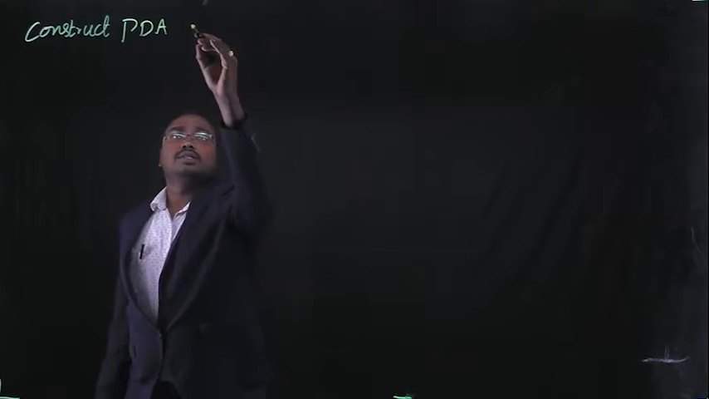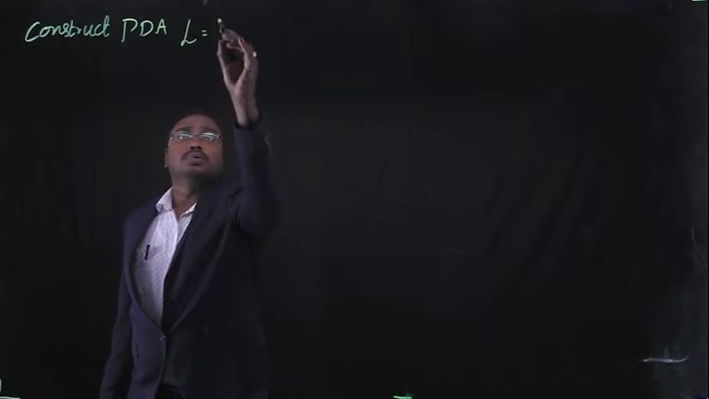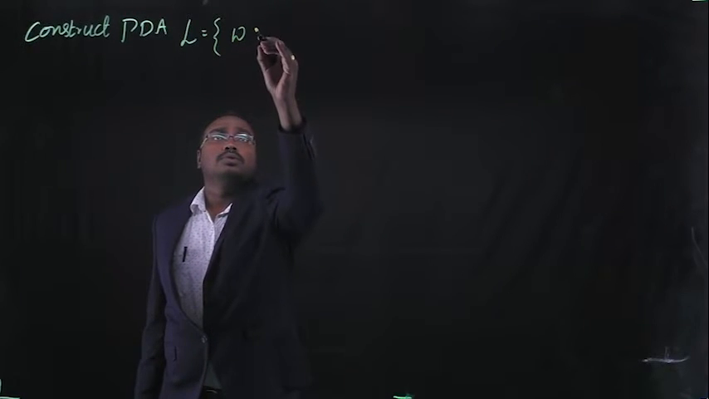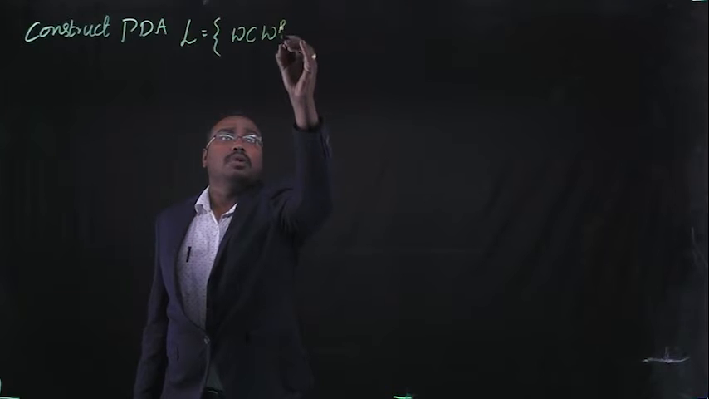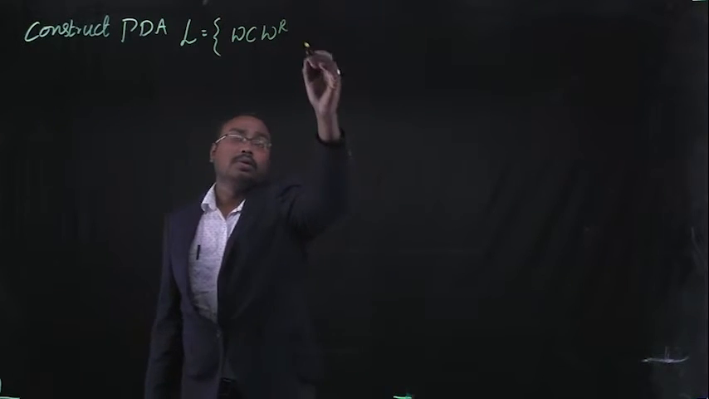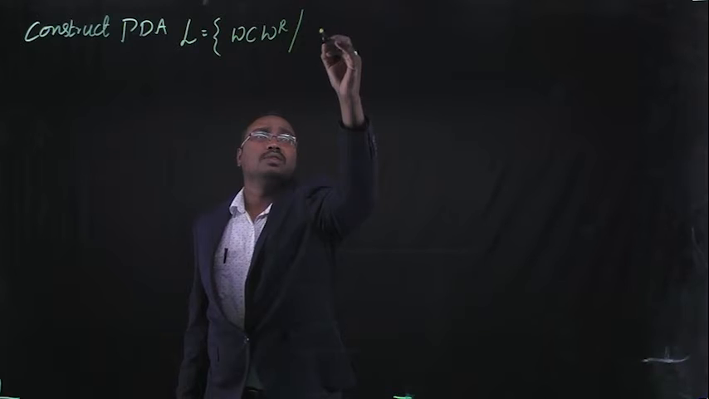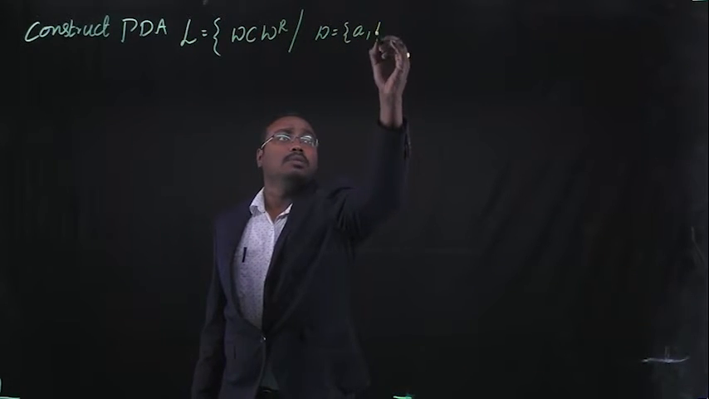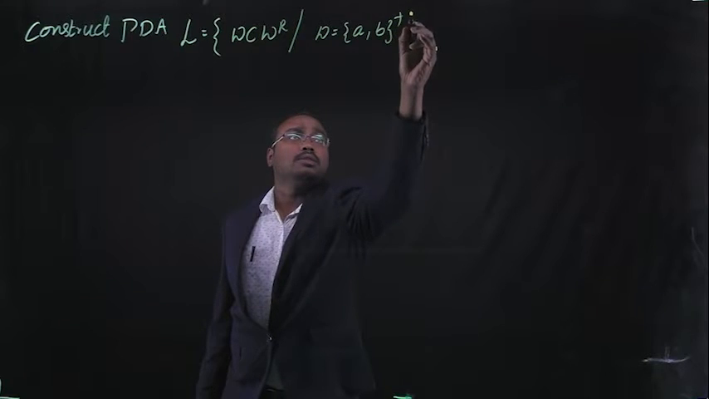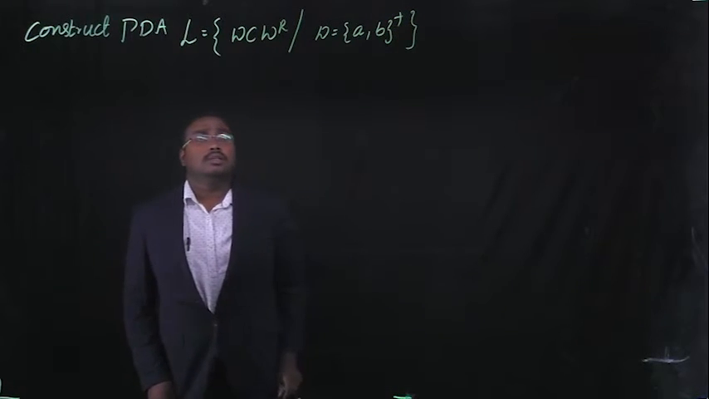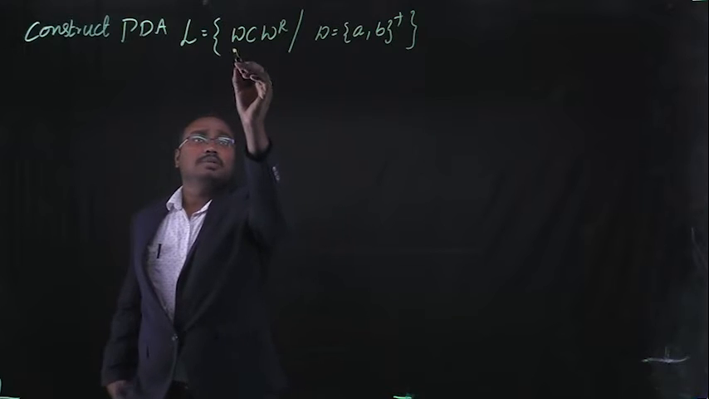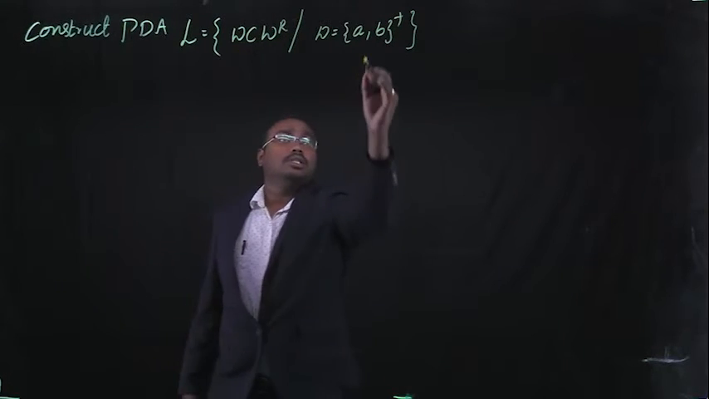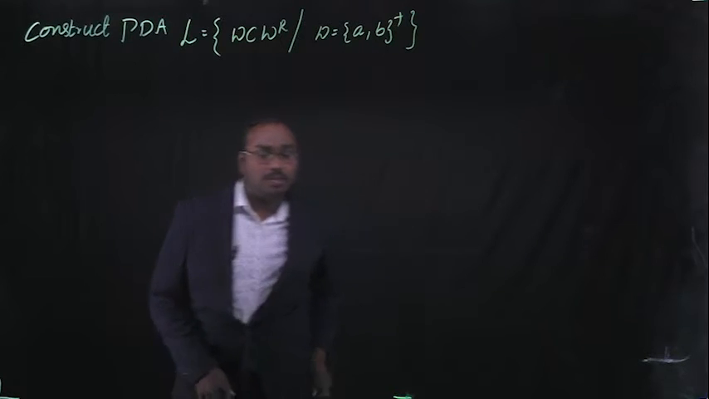For the language L equal to W C W power R, where W is equal to (A, B) power plus. So here I'm taking the language W C W power R, where W is (A, B) power plus.